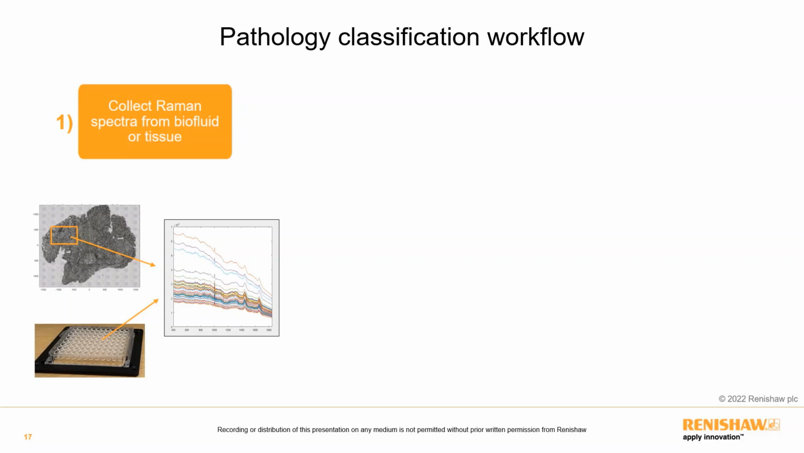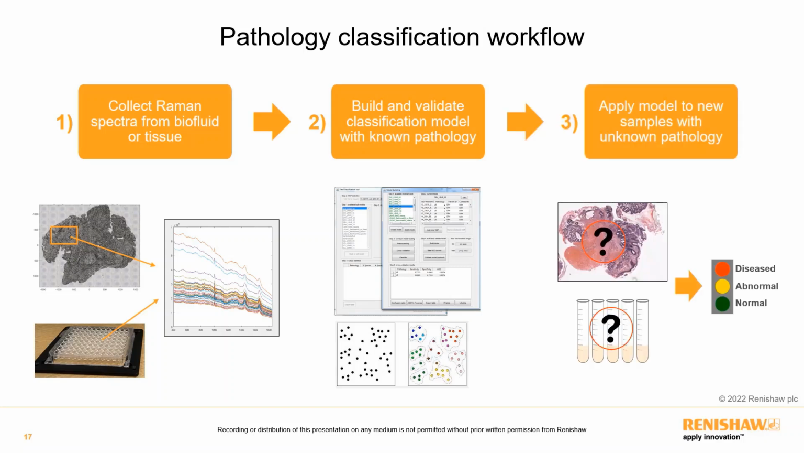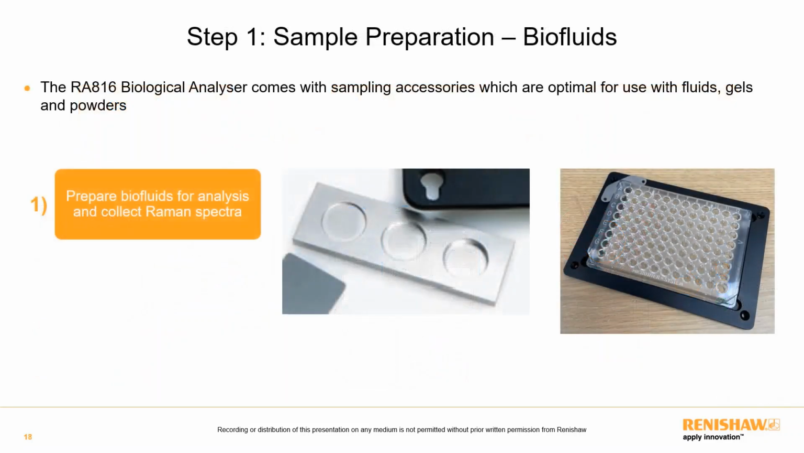The first step is sample preparation and the collection of Raman spectra from the biofluid or tissue. Secondly, we use Renishaw's data classifier to build and validate a classification model with known pathology. And finally, we can apply this to new samples with unknown pathology and ultimately determine if they are diseased, abnormal, or normal. Let's begin with step 1 and discuss this in a little bit more detail.